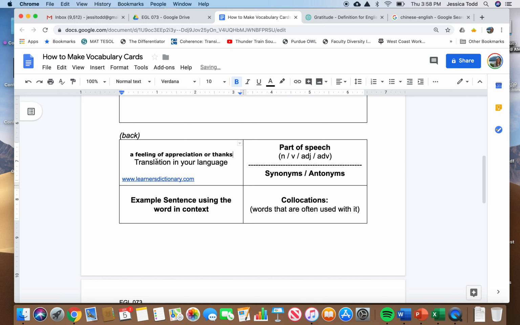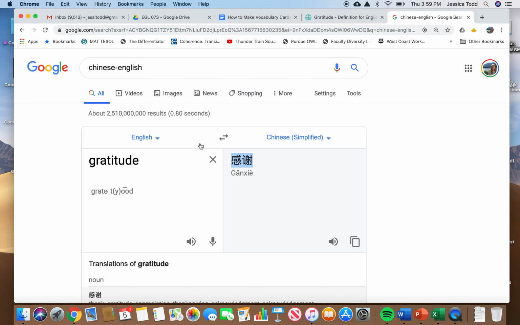I'm going to put it right here as my definition, a feeling of appreciation or thanks. That makes a lot of sense, right? Feeling when you appreciate something, feeling thankful, right? Then we need a translation in your language. You might already be able to guess the meaning of gratitude in your language, but I am studying Chinese. I don't know it in Chinese. So I used Google Translate, right?